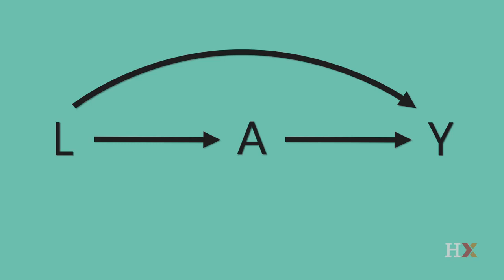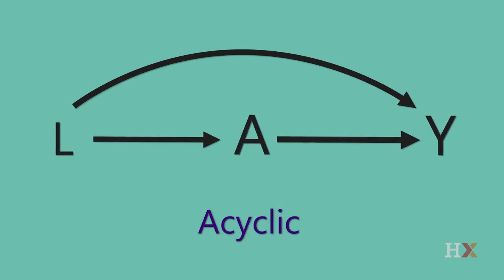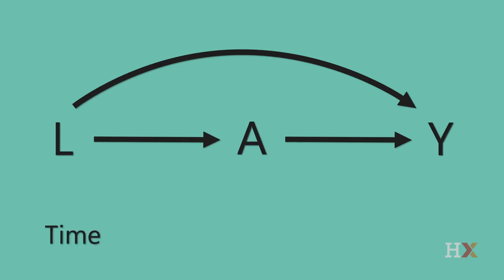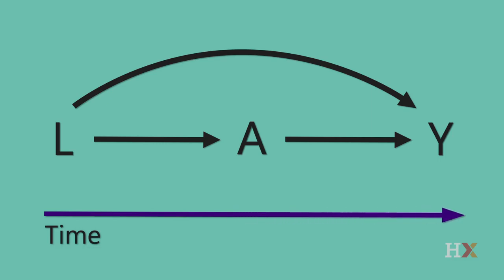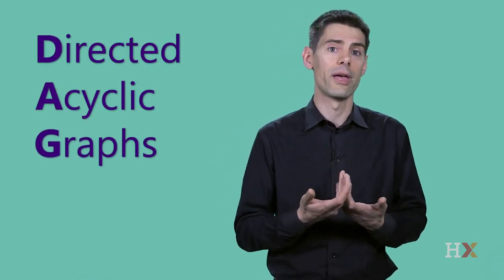This graph has another important property. It is acyclic. That is, there are no cycles. Meaning that if you start at one variable and follow the direction of the arrows, you will never get back to the same variable. L causes A and A causes Y, but then Y doesn't cause L. If you think of time as going from left to right on the graph, then that the graph is acyclic just means that the past affects the future, but the future doesn't affect the past. And because these graphs are directed and they're acyclic, we refer to them as DAGs, directed acyclic graphs.